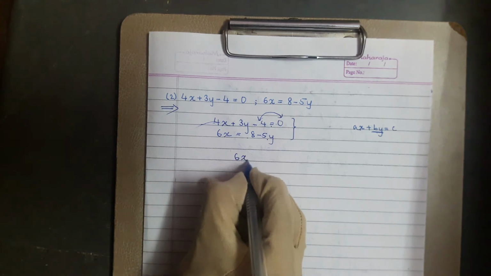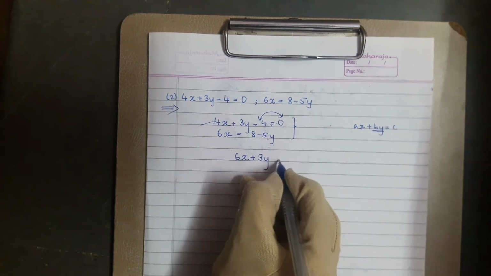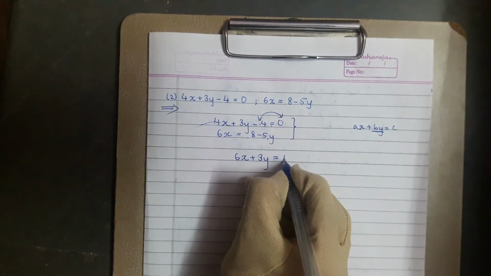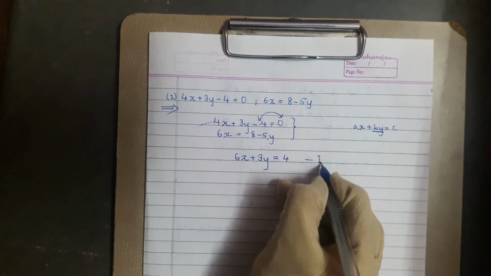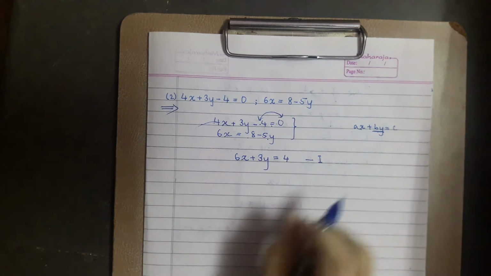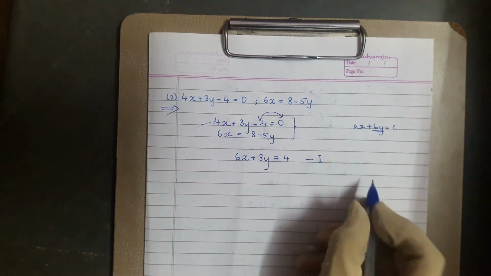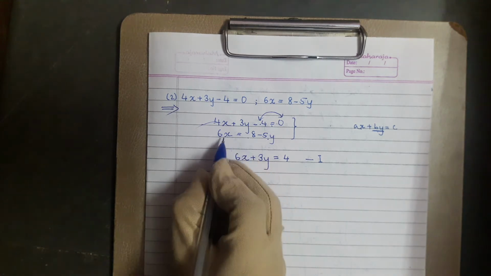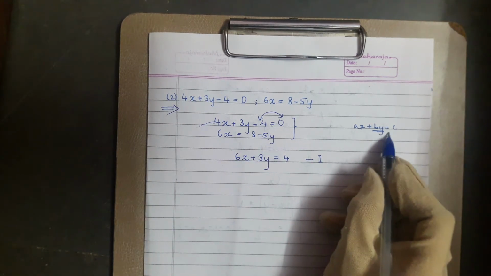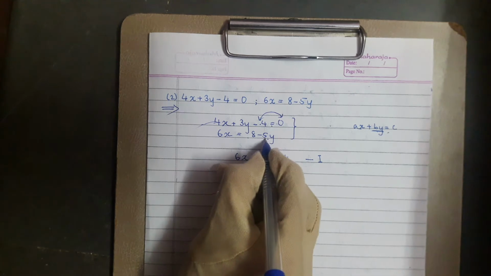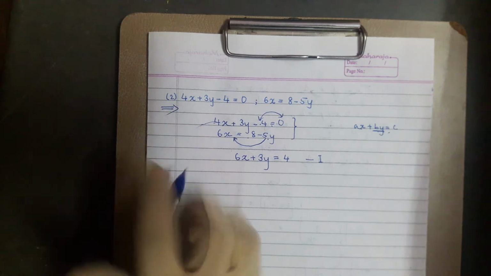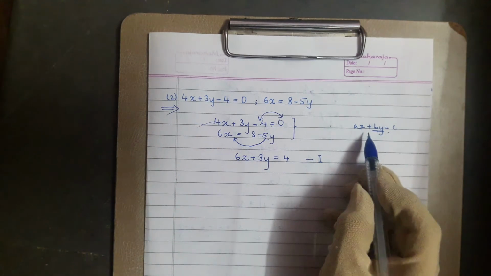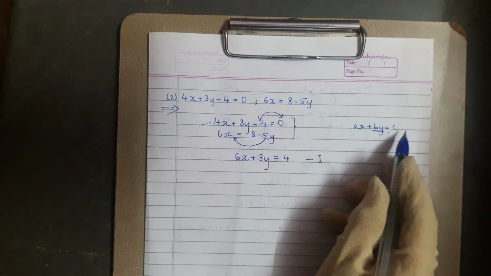So 4x plus 3y is equal to, if you transfer minus 4 from the left side to the right side, we will get plus 4 only. So the first equation is reduced to the standard form, that is ax plus by equal to c. Now see the second equation. This is also not in the standard form ax plus by equal to c. So if you transfer this minus 5y from the right side to the left side, then your equation will be reduced to the standard form ax plus by equal to c.